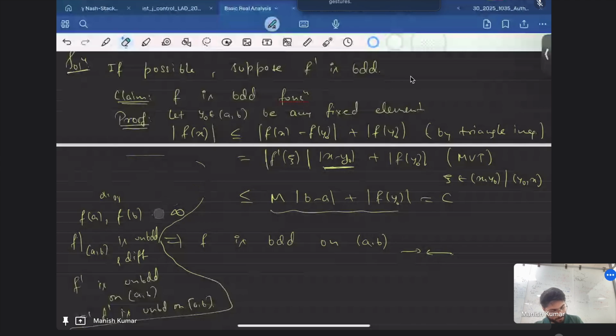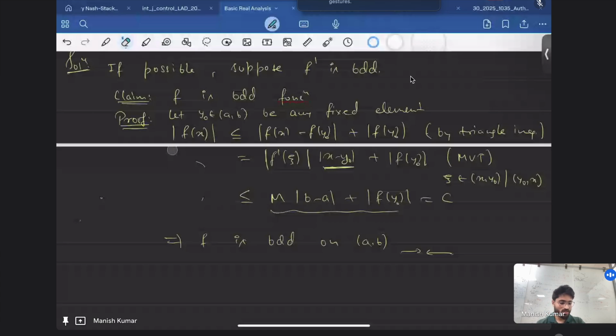So this is the question. Suppose you have been given some function f. Can you find the function g such that g prime is f? So you just have to find the antiderivative. So what do you think?